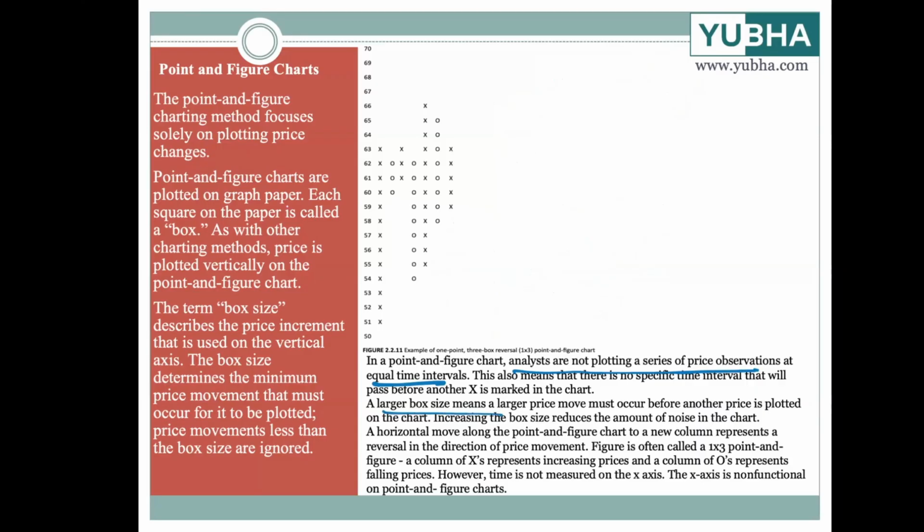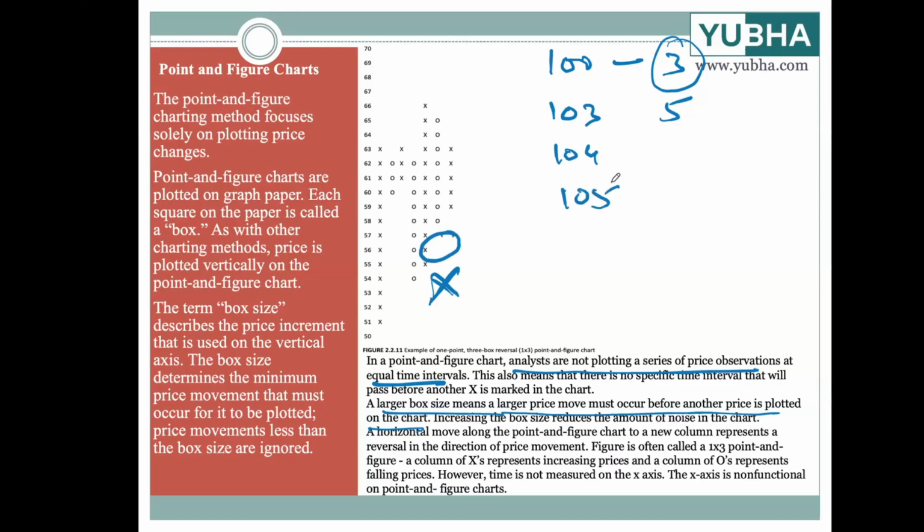A larger box means larger price moves must occur before something is plotted. So instead of 100 and a box of 3, I can also do a box of 5. So what will happen is that if price has gone to 103, even to 104, I have 1 x over here. There'll be no further x till the time the price crosses 105. Okay, that is where I'll plot an x. And then if it crosses 110, I'll plot a second x.